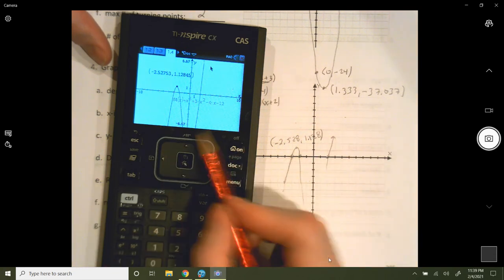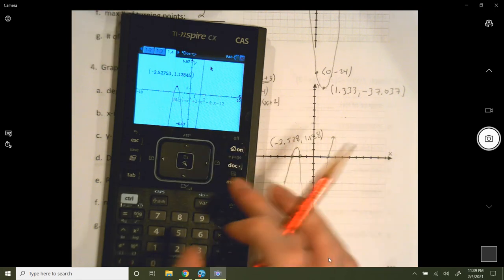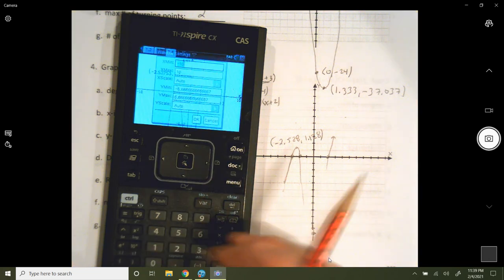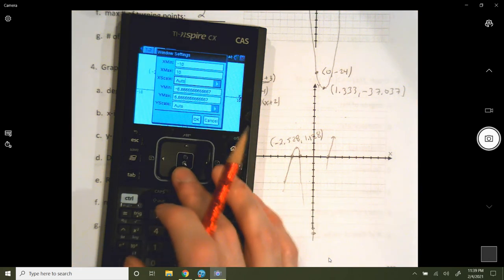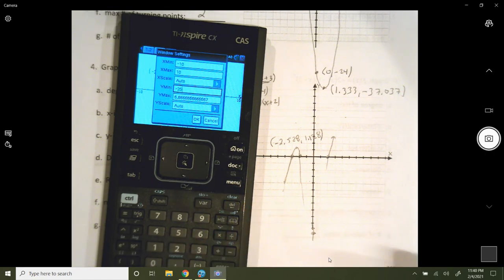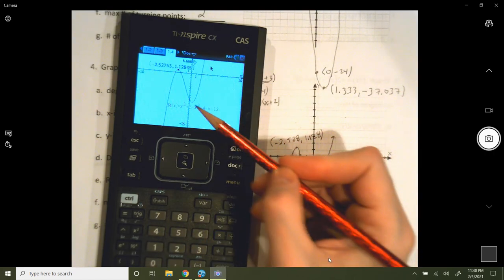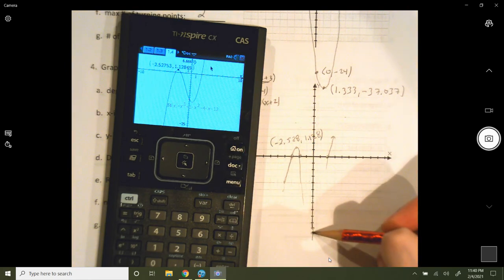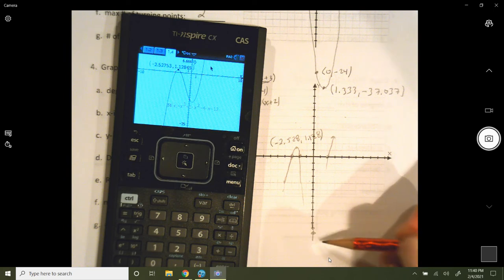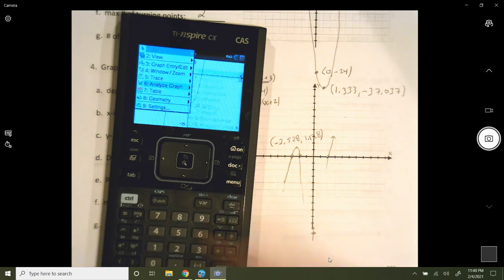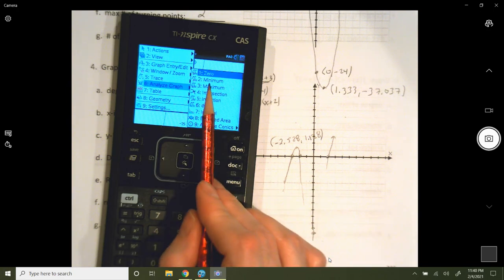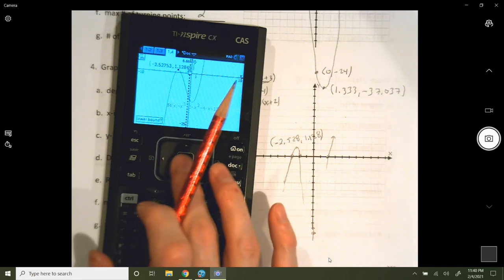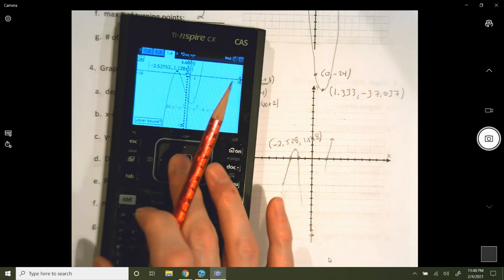Okay, now let's find this one down here. Let's change our window. Menu 4, my y min, I need to go lower. Let's go negative 25. Is that enough? Sure, that's enough. Okay, so we want to find that point. It looks like it happens after our y-intercept, so it's going to be somewhere over here. Okay, so menu 6, analyze graph. We're finding a minimum, a low point. So 2. We go to the left of that minimum, to the right.